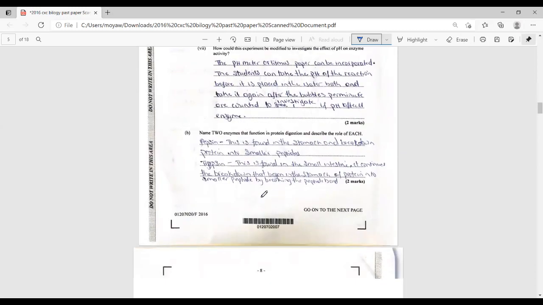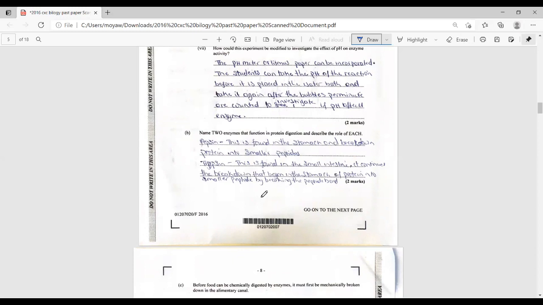So B, name 2 enzymes that function in protein digestion and describe the role of each. So I have pepsin and trypsin. Pepsin is found in the stomach and breaks down protein into smaller peptides. And then trypsin is found in the intestine. It continues the breakdown of protein that began in the stomach into smaller peptides by breaking the peptide bonds.